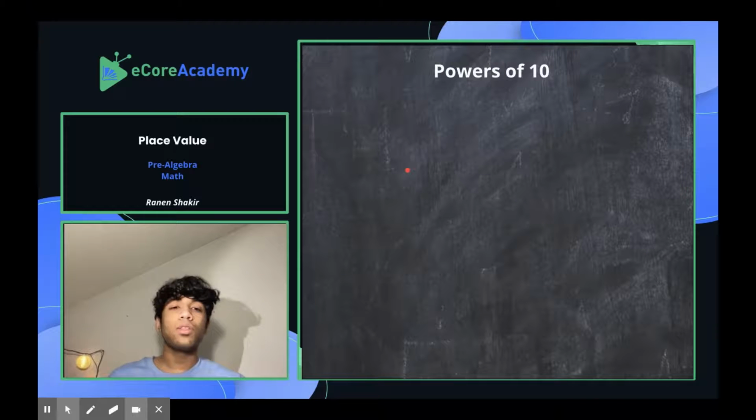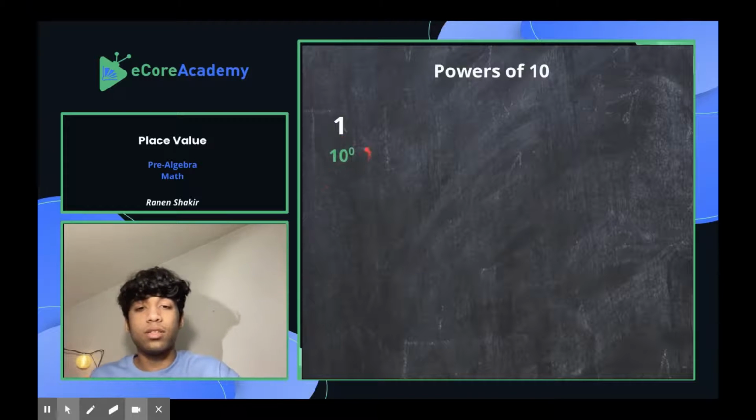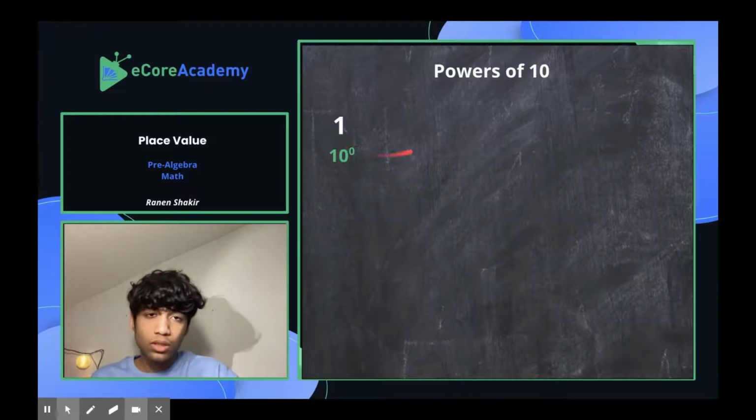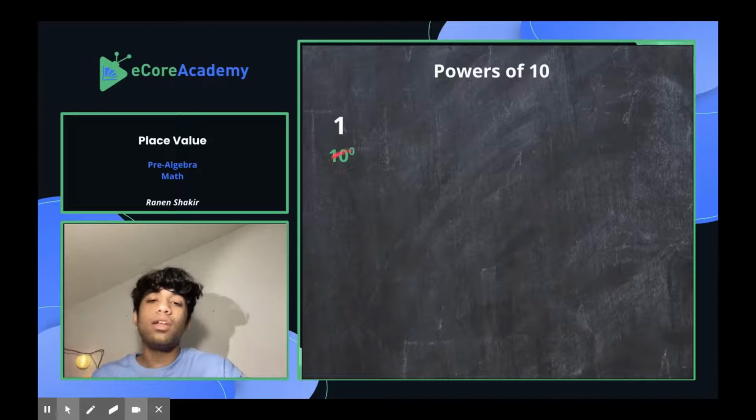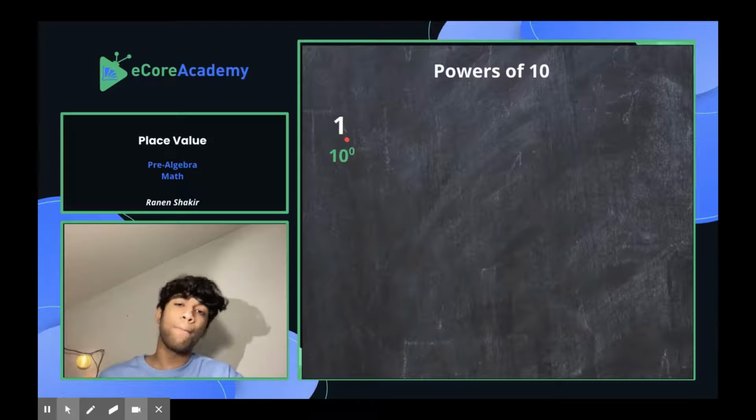So let's talk about the powers of 10. This is the main point of this video, place value. If we have the number 1, we discussed this is the first number left of the decimal point, we can give it a value of 10 to the 0 power. This is powers of 10. Any number to the 0 power is 1. In this example, we have 10 to the 0 power is 1.